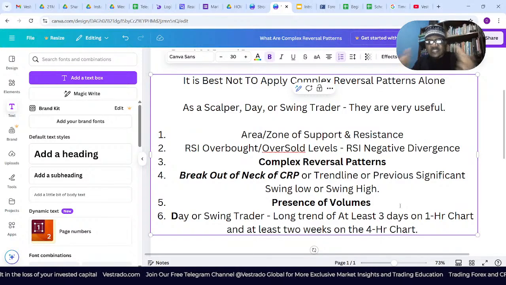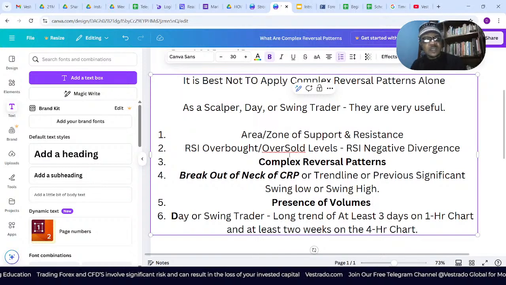So if you have these 6 points in your pocket, in your notepad, in your phone, mapped out as a strategy for trading complex reversal patterns, you're doing well. I see many traders who just do complex reversal patterns. They spot them and they start entering. Maybe those are big dogs. You could combine the complex reversal patterns with RSI or Bollinger Bands or MACD. Your choice. There are many indicators in the market.